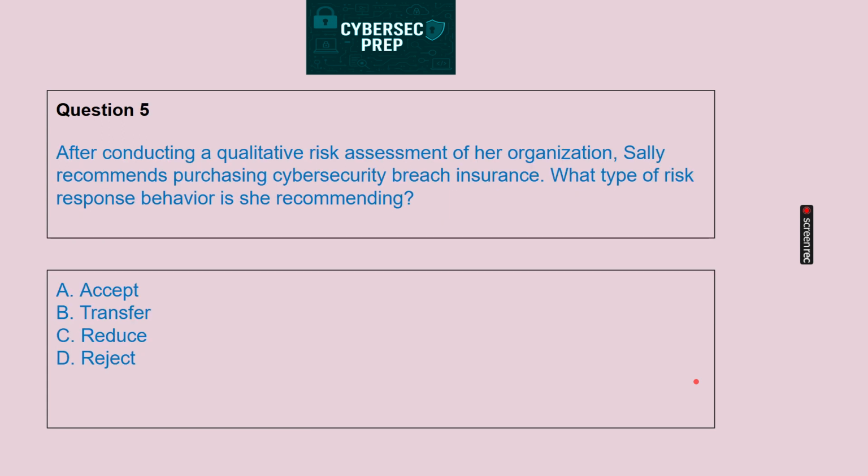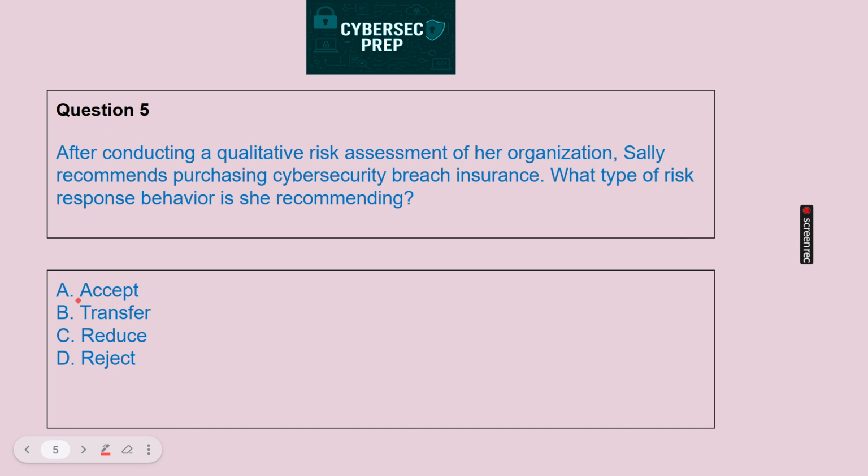Move on to the next question now. Question number 5. After conducting a qualitative risk assessment of her organization, Sally recommends purchasing cybersecurity breach insurance. What type of risk response behavior is she recommending? Right. So the options which we have are accept, transfer, reduce, reject. Now look at option number A, accept. Whenever we are accepting the risk, it means that we have applied some controls, and after applying the controls, still we see that we cannot do anything further on the risk mitigation part. So at some point we have to accept that risk, right?